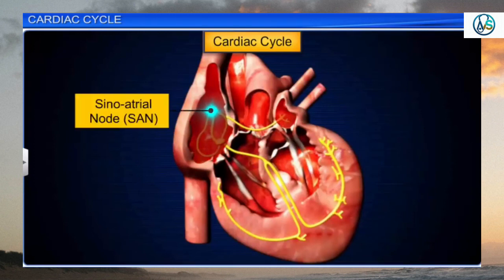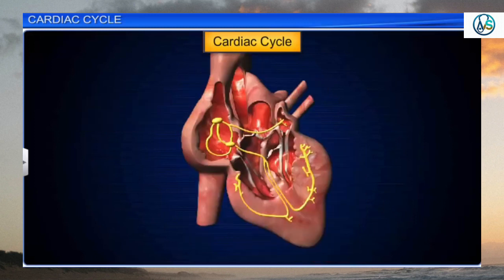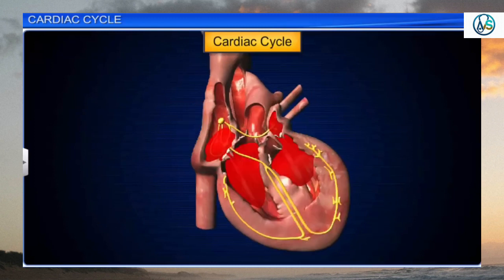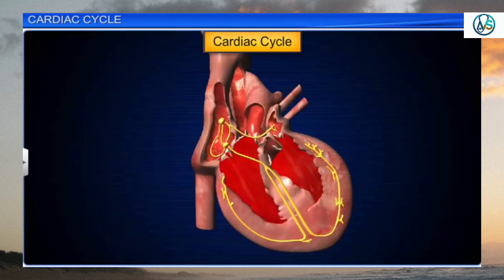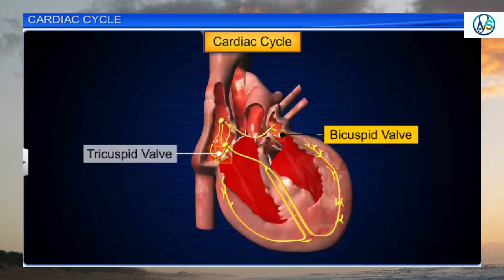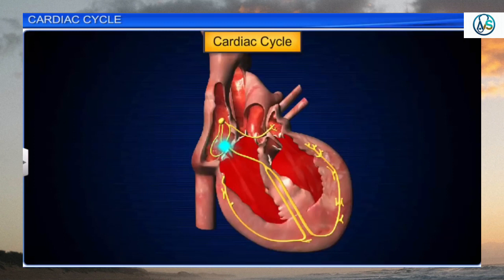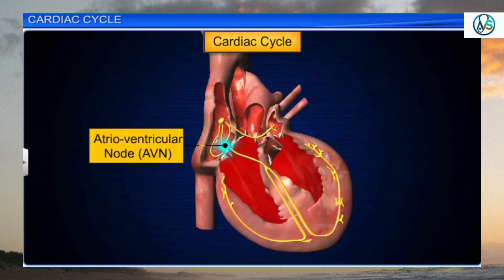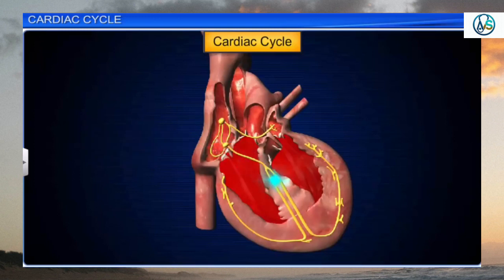This is followed with the SAN producing an action potential that induces both the atria to contract at the same time, forcing more blood into the ventricles. Ventricular pressure increases due to the increased volume of blood, which forces the closure of the tricuspid and bicuspid valves and thereby prevents a backflow of blood into the atria. The action potential from the SAN then travels down through the AVN and passes onto the ventricles through the bundle of His.